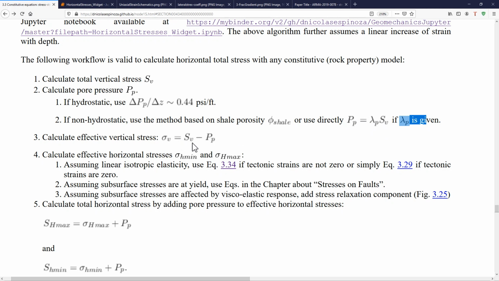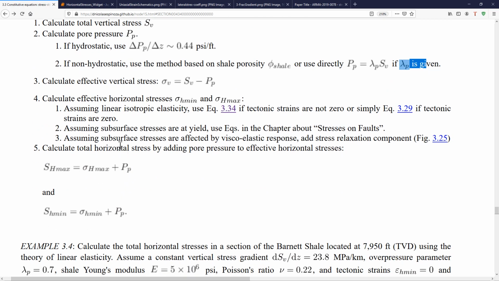Next, I do have total vertical stress and pore pressure, so I can calculate effective vertical stress. With that effective vertical stress, and knowing what the tectonic strains are, whether they are zero or not, I can apply the method that we have just seen.